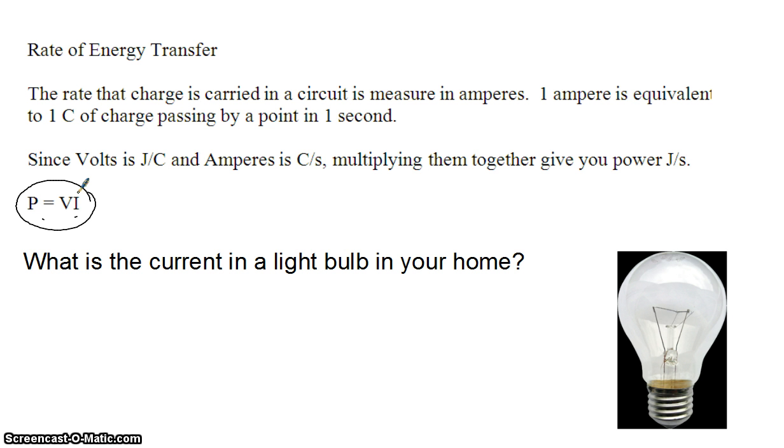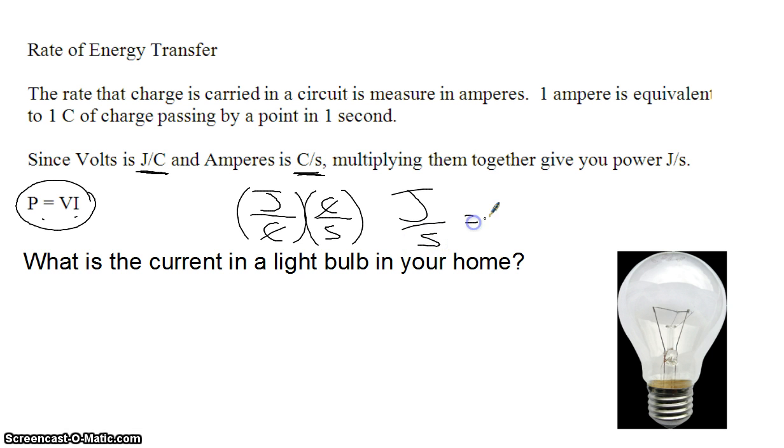So basically, if you remember, voltage is joules per coulomb. Our new unit of current is the amp, and an ampere is how many coulombs per second. So if you take a joules per coulomb and multiply it by a coulomb per second, the coulombs cancel out and you get joules per second, which is the same thing as a watt.